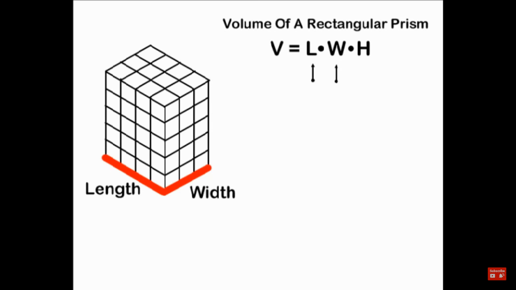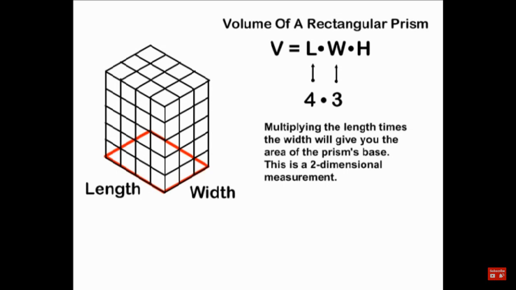The length and the width of the rectangular prism are always at the bottom of the shape. These two dimensions make up the base of the rectangular prism. In this case, the length is 4 and the width is 3. Multiplying the length times the width will give you the area of the prism's base. This is a two-dimensional measurement.